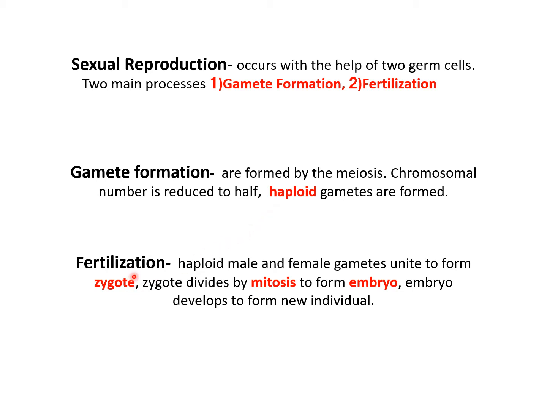Now, fertilization. What is meant by fertilization? Haploid male and female gametes unite to form zygote. Now this zygote then divides by mitosis. See, meiosis process is carried out only during the formation of gametes. But when the zygote is formed, the next process is mitosis only.